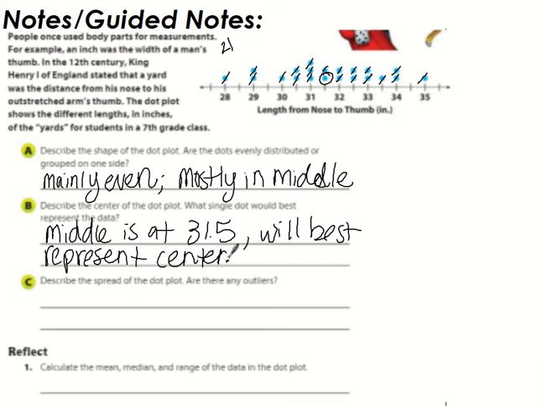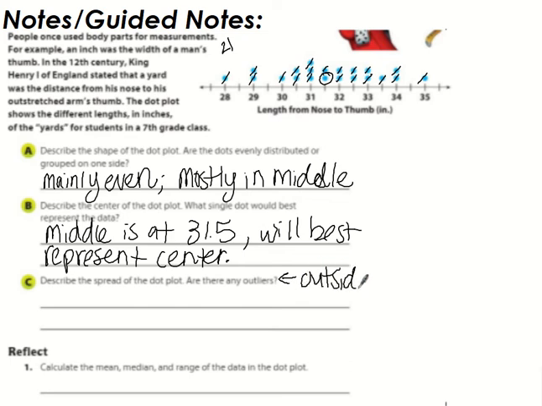All right, that's a pretty good middle spot, I would agree. All right, describe the spread of the dot plot. Are there any outliers? So outliers are numbers that are kind of outside of the data. They don't make sense. Maybe they're really small or really large.